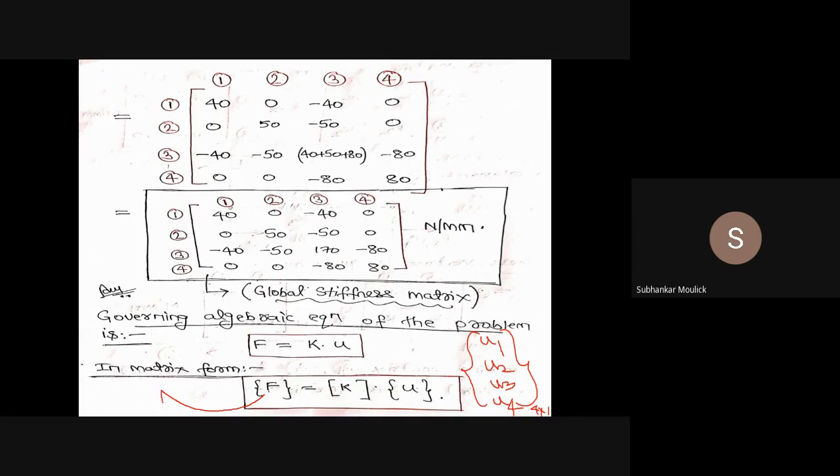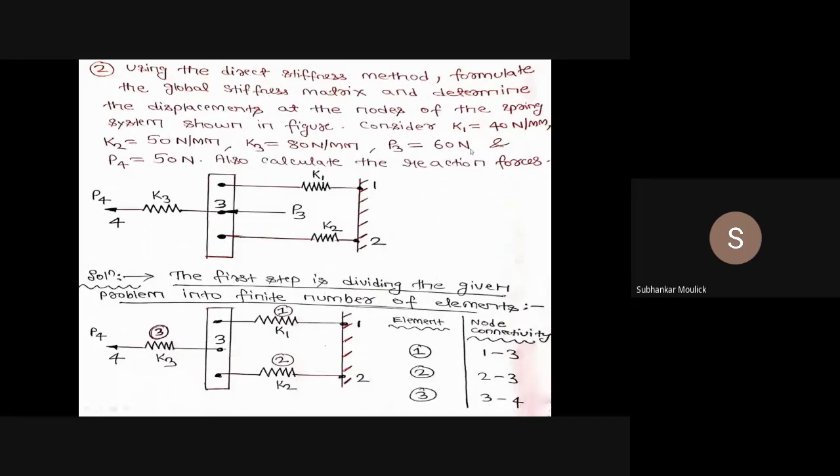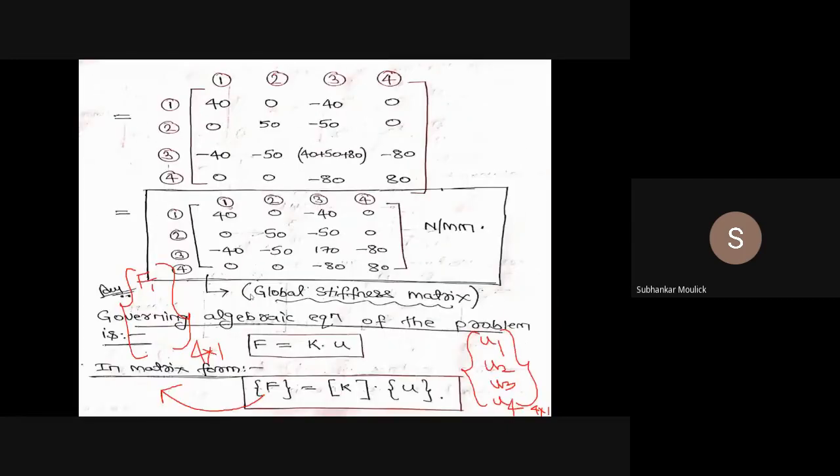Similarly, this nodal force vector is again a 4 cross 1 matrix, that is 4 rows and 1 column. The first row is the nodal force present at the first node, F1, which I have to find out, because in the question it has been told that you need to find out the reaction forces also. If I draw the FBD of this problem, the reaction force F1 is what the wall gives to node 1, and F2 is what the wall gives to node 2. Similarly, the nodal force at node 2 is F2.